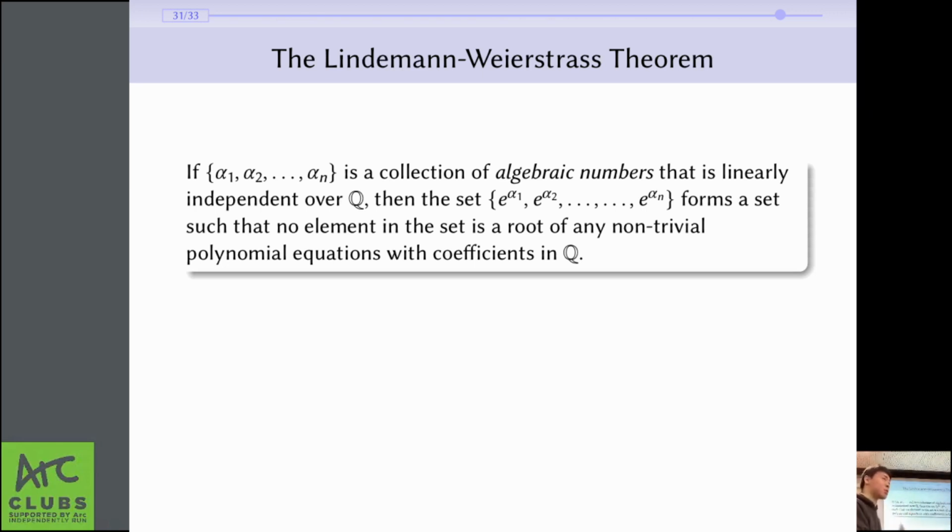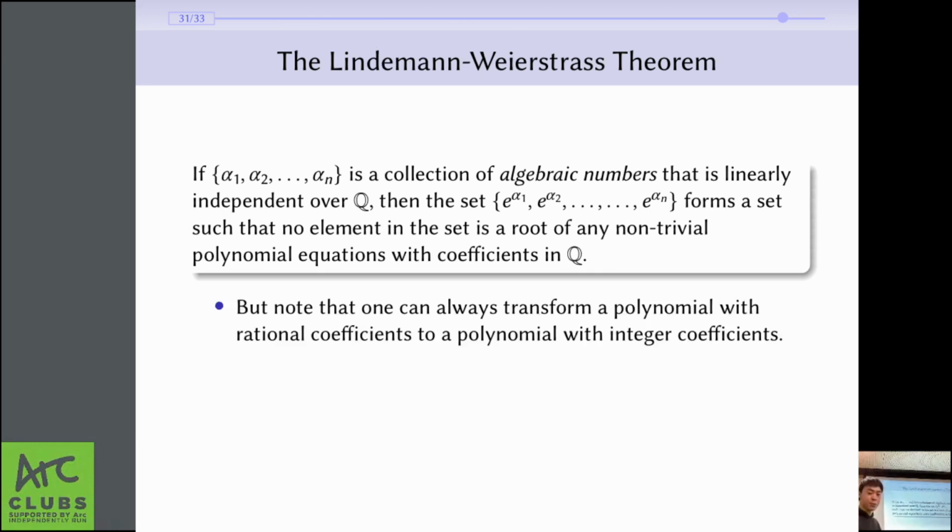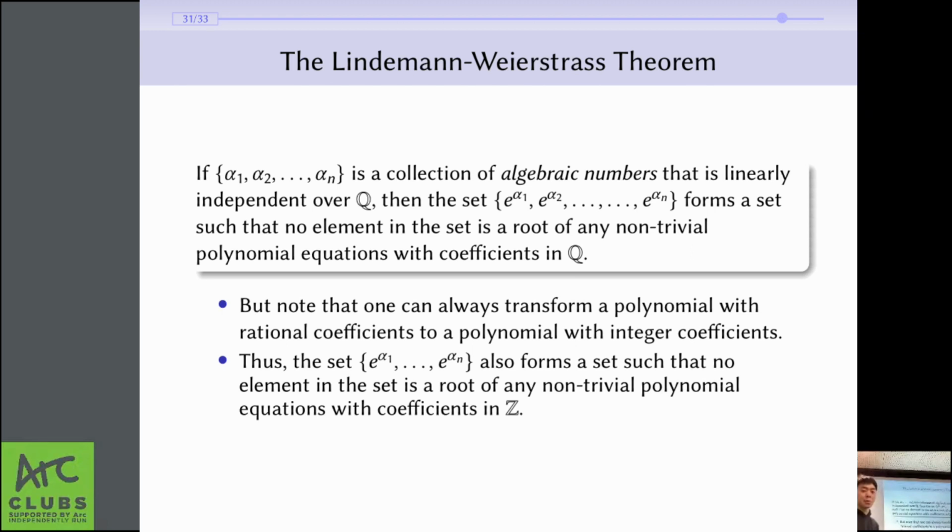In other words, none of these elements in the set form a root of any non-trivial polynomial with coefficients in Q. So this is an equation with coefficients in Q. But remember that we could always transform any polynomial with rational coefficients to a polynomial with integer coefficients without losing any of the roots. We just scale the polynomial by some factor, and that doesn't change the location of the roots. So we don't introduce any roots, and we don't lose any roots as well.